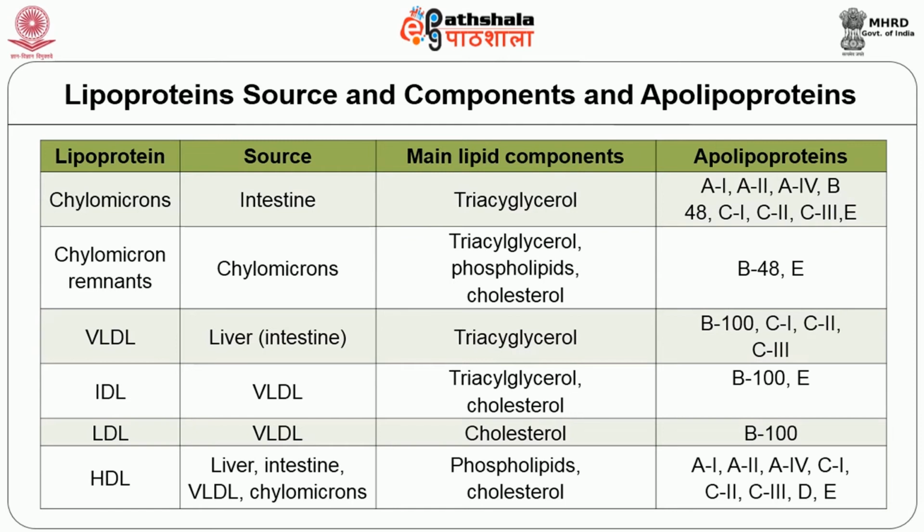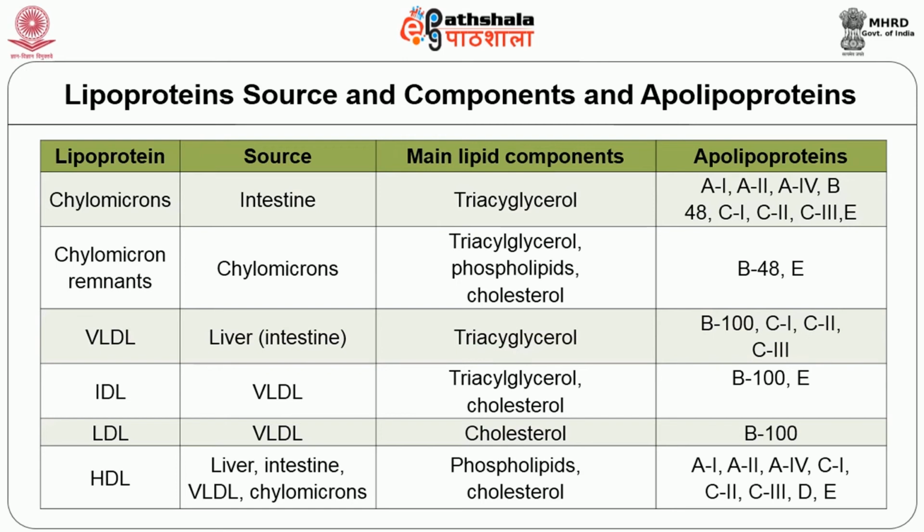Chylomicron, the source is the intestine. The main lipid component is triacylglycerol. Chylomicron remnants, the source is the previous chylomicron. The main lipid components are triacylglycerol, phospholipids and cholesterol. They help in the transport of this. VLDL, the source is liver. They help in the transport of triacylglycerol.